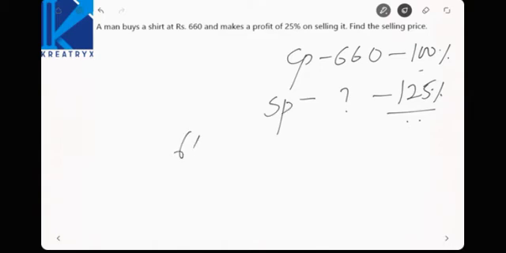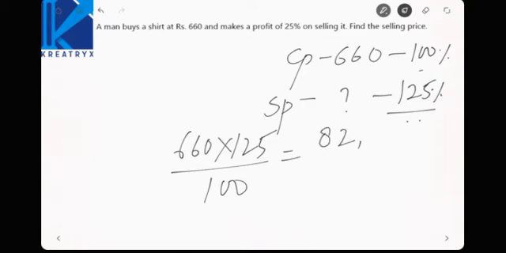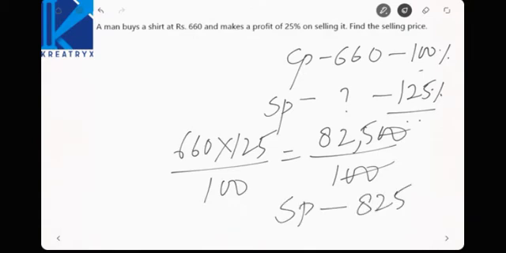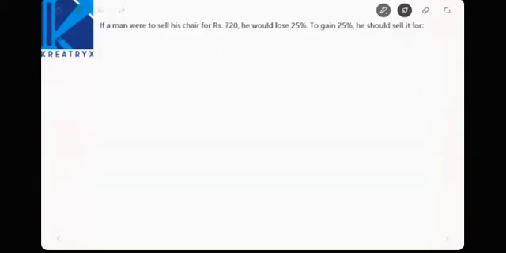Now see here, 660 into 125 divided by 100. Now calculate it. 660 into 125 will lead you to 82,500 divided by 100. Now what is the cost price? Now what is the selling price here? Selling price is 825. Easy calculations, right? When you can crack the equation, then the calculations are very easy.